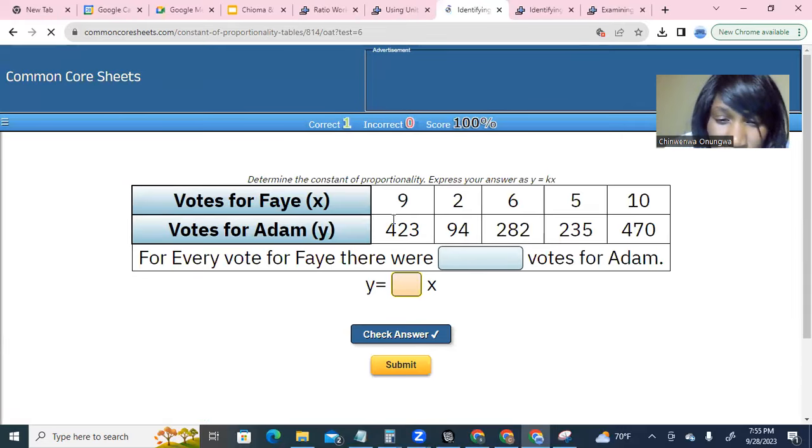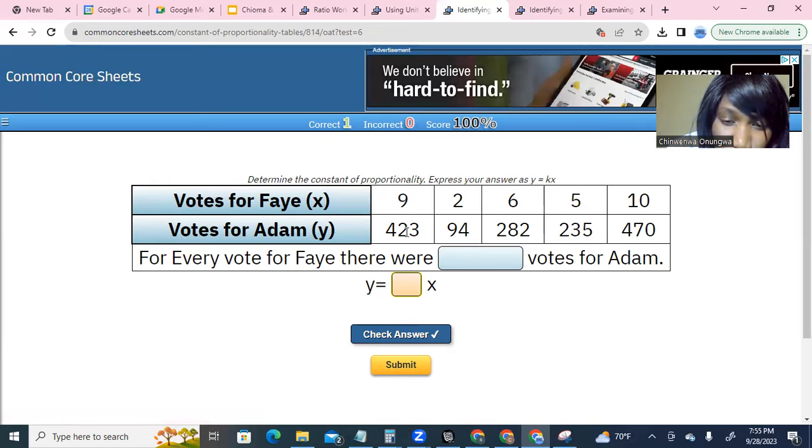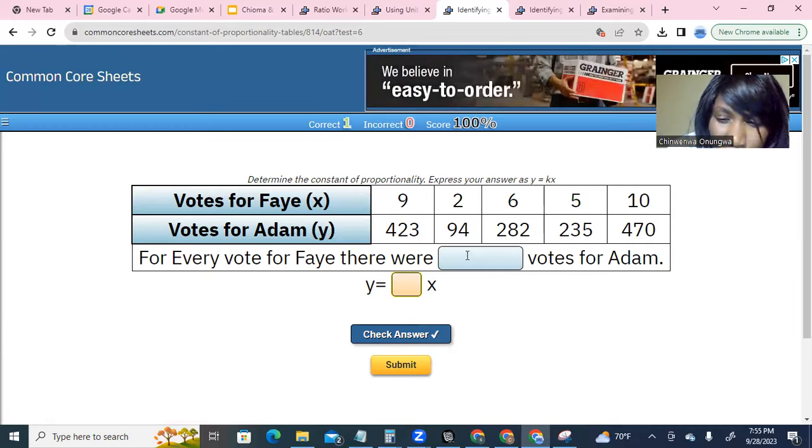Here we have votes for Faye is 94. Votes for Adam is 423. It says for every vote for Faye, there were blank votes for Adam. So let's find out the proportion.